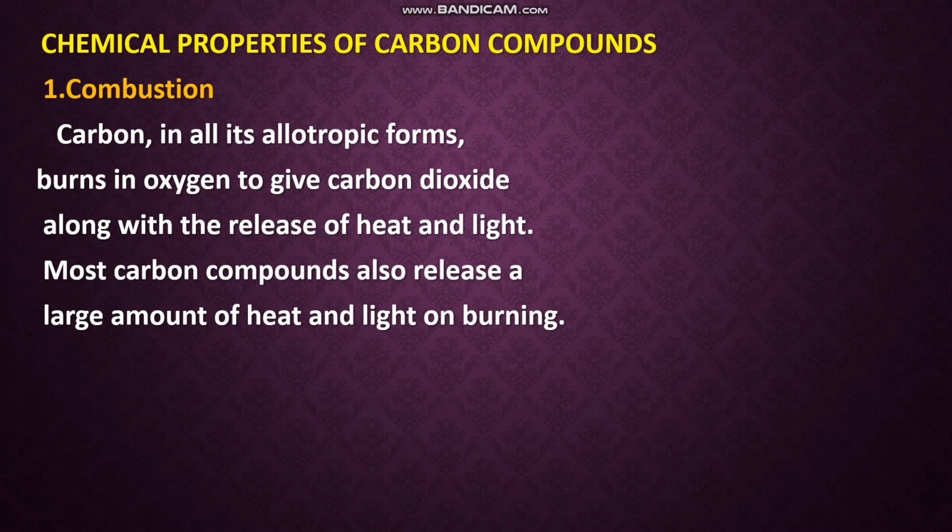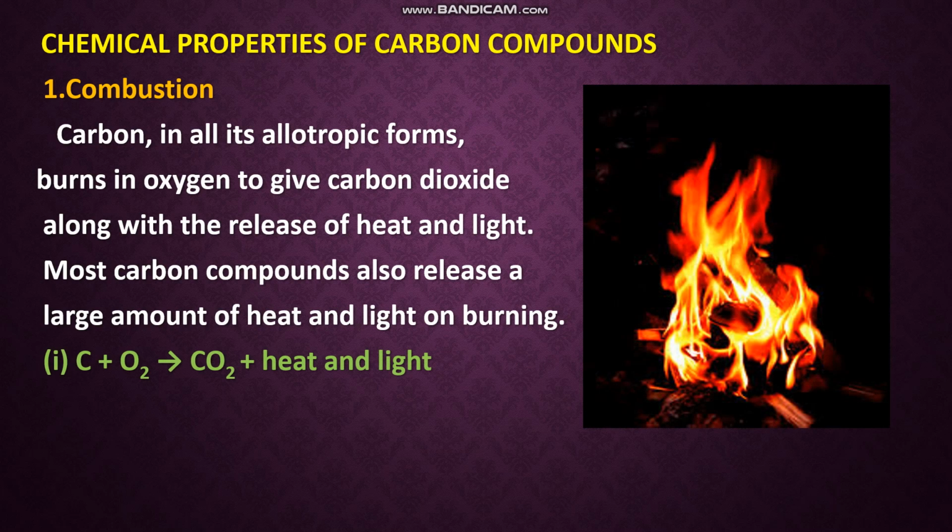The same way, most of the carbon compounds also release a large amount of heat and light on burning. So when carbon compounds are burned, the products formed are carbon dioxide and water along with the heat and light. Let us see the examples. C plus O2 gives CO2: carbon in all its allotropic forms burns to form carbon dioxide and heat and light. Next one, carbon compound CH4. Which is CH4? Methane. When methane is burnt in oxygen, when it undergoes combustion, what are the products formed? Carbon dioxide and water along with the heat and light.